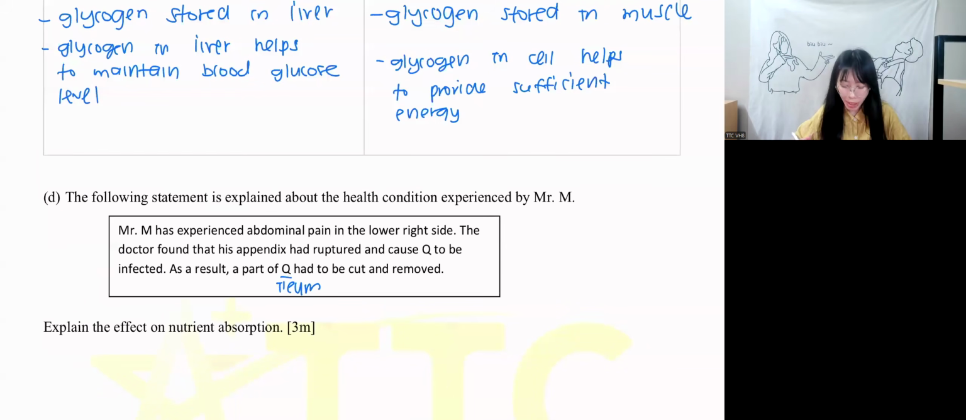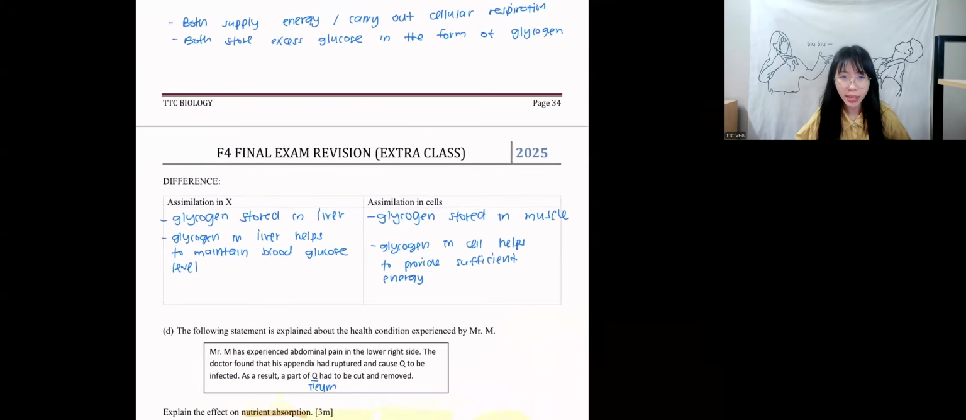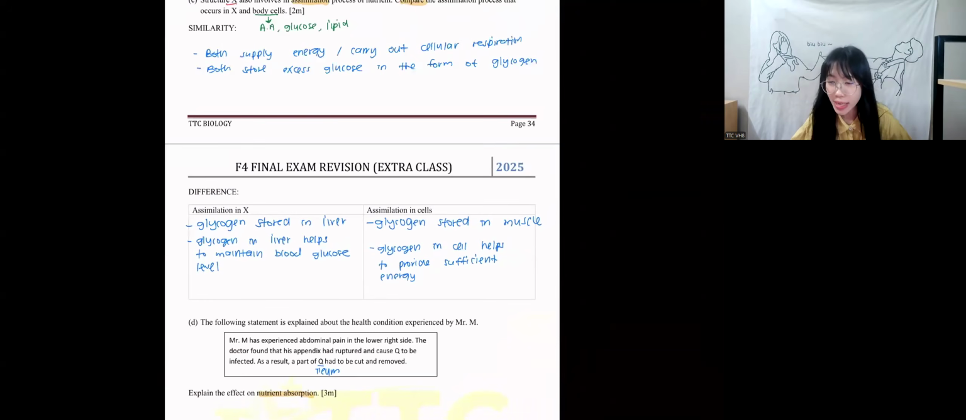So they ask you, what happens to nutrients absorption? Ileum is your small intestine, where it's supposed to absorb your nutrients. Right now, when part of the ileum is being removed, what will happen? The surface area reduces. When the surface area reduces, the nutrients absorption rate will be lesser. They will decrease in nutrients absorption rate.